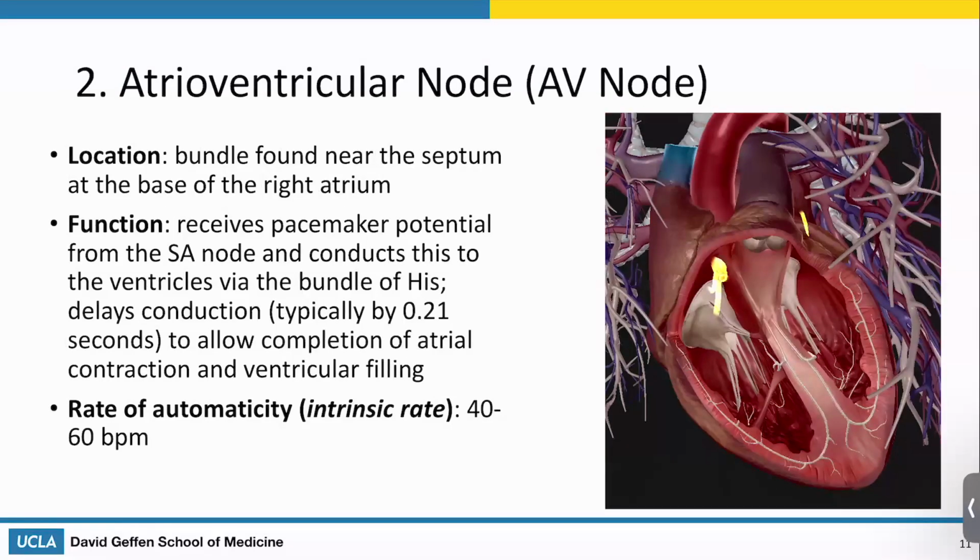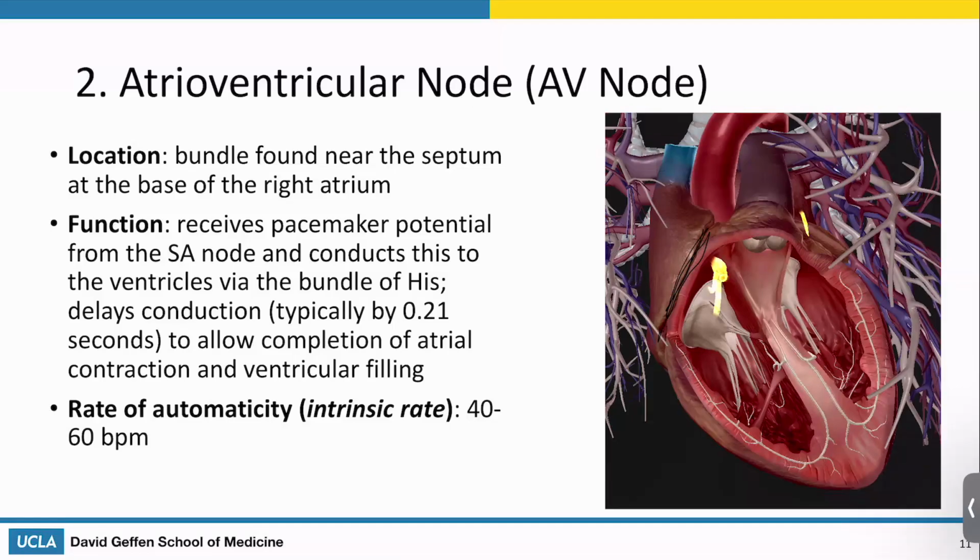Next is going to be our AV node. So that impulse is going to travel from the SA node through the atrium, cell to cell to cell, into that AV node, the atrioventricular node. So it's a bundle found near the septum at the base of that right atrium. So this is the base of the atrium, and that's where the AV node is going to be. So this is actually where the conduction is delayed in this AV node, and it's designed that way. It's designed to have a delay here so that the ventricles can fill up with blood.